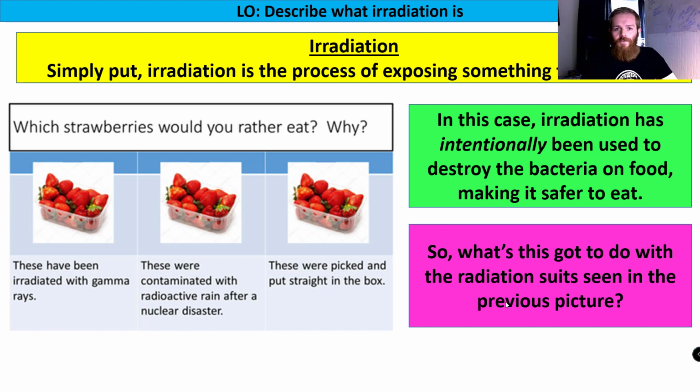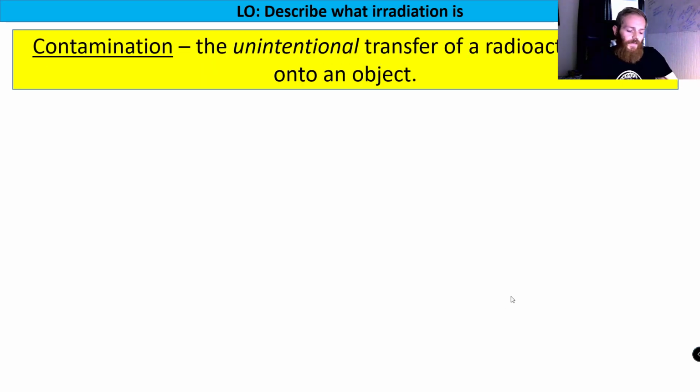What's this got to do with radiation suits seen in the previous picture then? Well, we need to talk about contamination for that. Contamination is the unintentional transfer of a radioactive source, as in something that is giving out radiation, onto an object. It does cause some confusion, but if you stick with it, and you might need to rewind and go over this a couple of times to really get it, you should get it in the end.